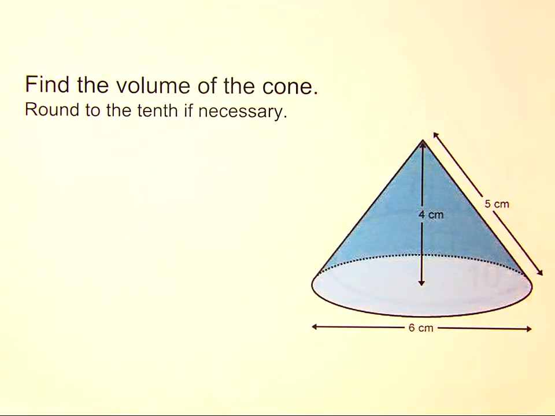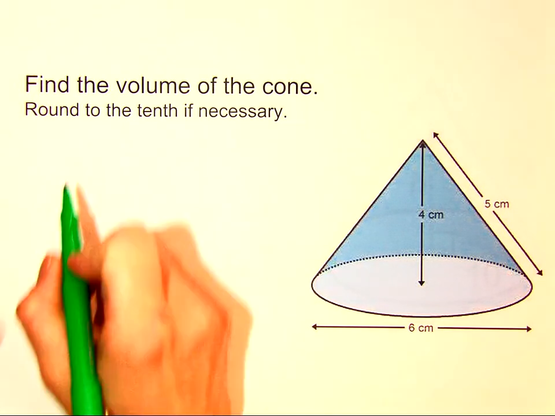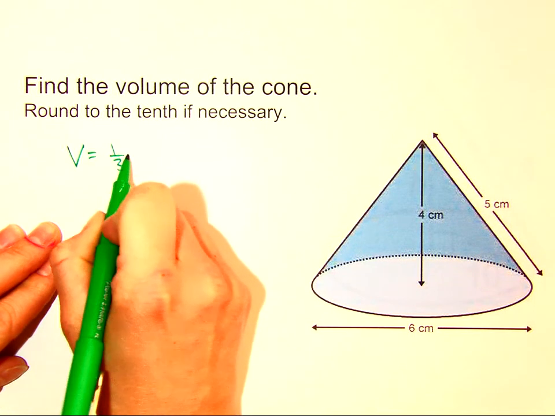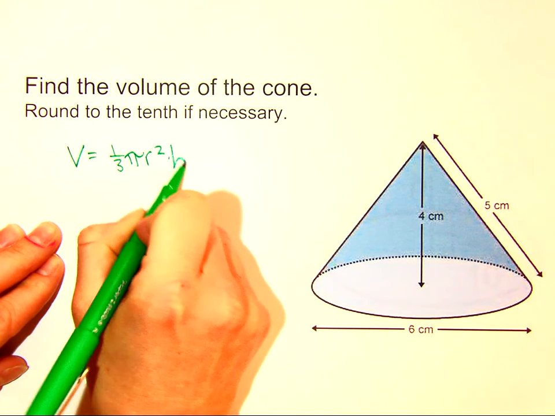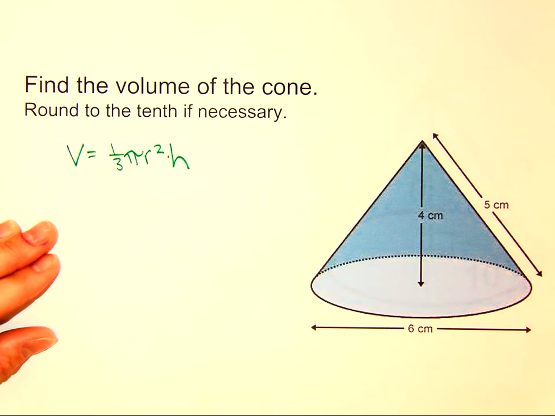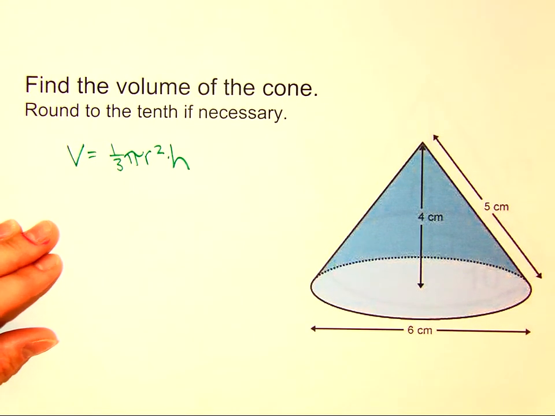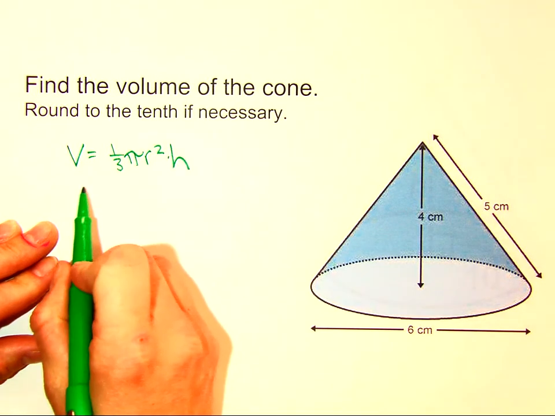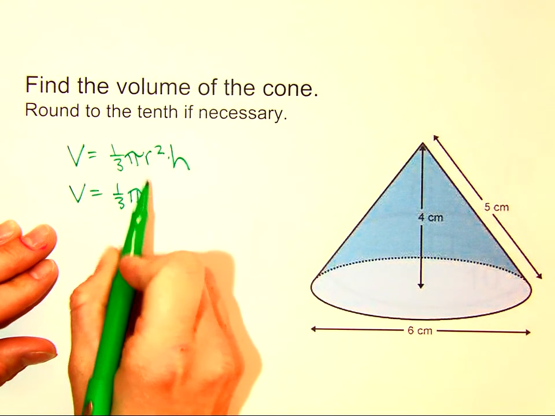Pause the video, find the volume of this cone. So volume formula is 1/3 pi r squared times height. Now one thing you probably noticed is I gave you too much information on this cone. So you really have to pick out what you want to fill into your formula. So I need the radius.